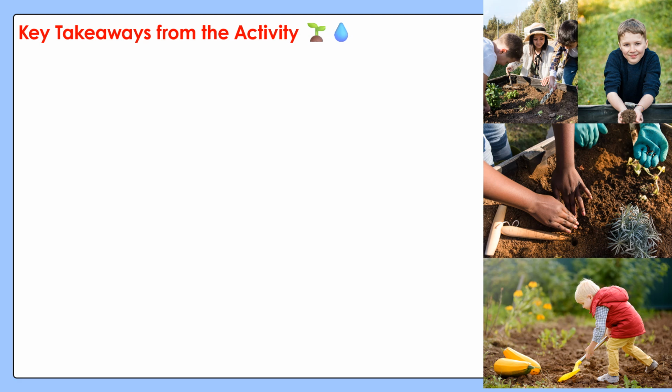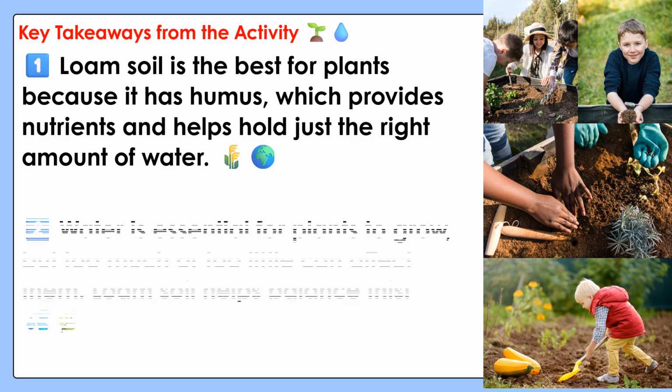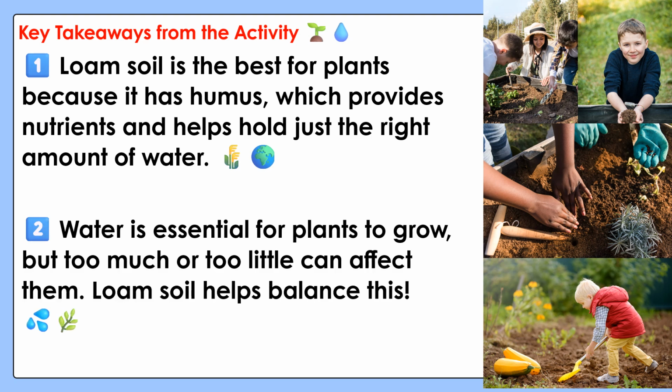Key takeaways from the activity. Loam soil is the best for plants because it has humus, which provides nutrients and helps hold just the right amount of water. Water is essential for plants to grow, but too much or too little can affect them. Loam soil helps balance this.